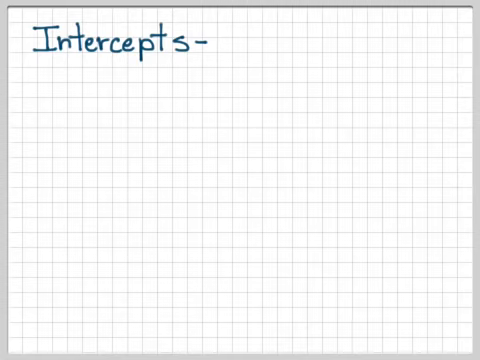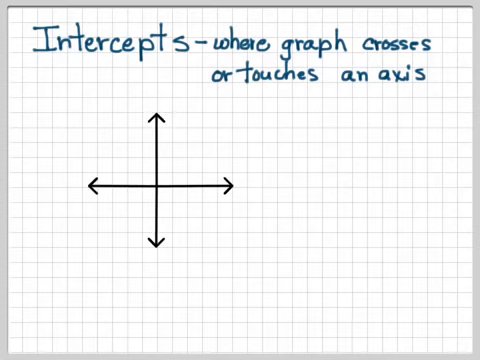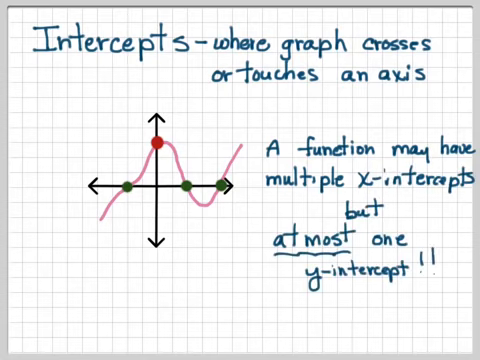All right, intercepts. Intercepts are where the graph crosses or touches an x-axis or a y-axis. Any axis. So if I have this graph, and I got this little squiggly concoction here, I can see that that graph touches the x-axis in 3 places and touches the y-axis in 1 place, which brings us to this. A function may have multiple x-intercepts, but at most 1 y-intercept. Otherwise, it would not be a function.